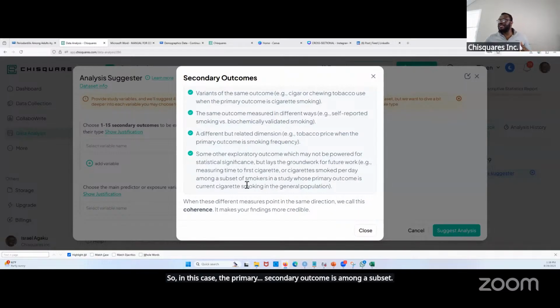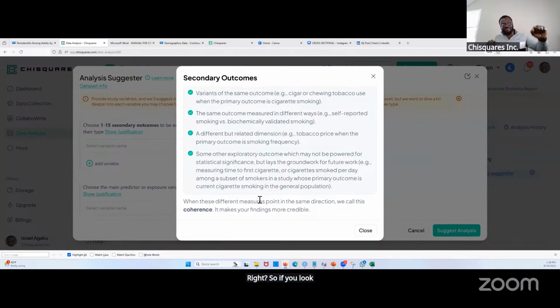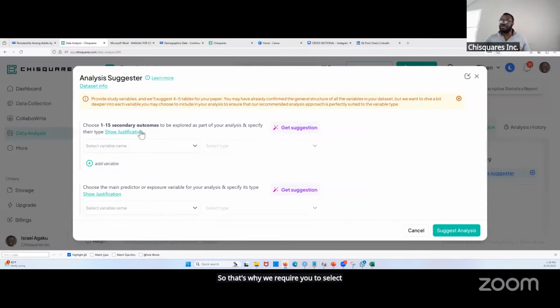So when these different measures point in the same direction, we call this coherence, right? If you look at the primary outcome and the secondary outcomes, all roads should lead to Rome, right? The results should point in the same direction. And that's what we mean by coherence in study design. So that's why we require you to select 1, 2 secondary outcomes.